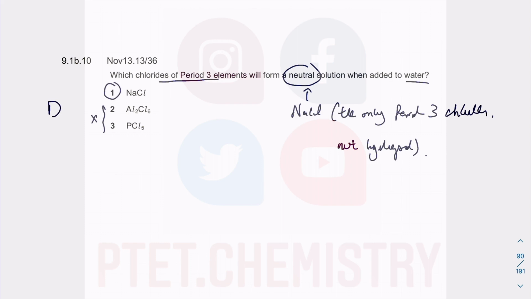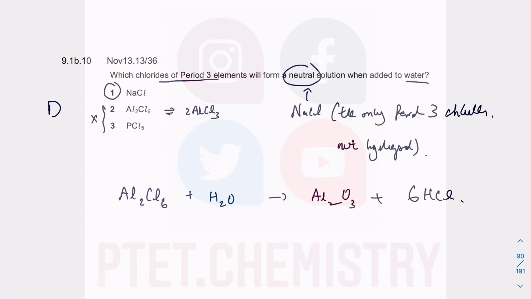The Al2Cl6 is a dimeric version of AlCl3. So when you write the balanced equation, you can really just write Al2Cl6 plus H2O. It will give you the same product, which is Al2O3 plus HCl. I get 6 HCl because I get 6 Cl, and the 2 is already balanced there. I have 6 hydrogen, so there's 3 there.